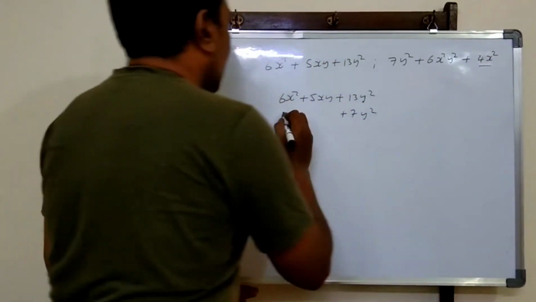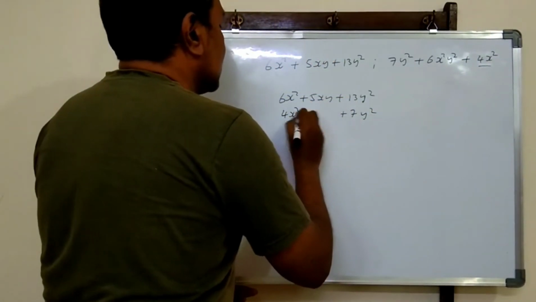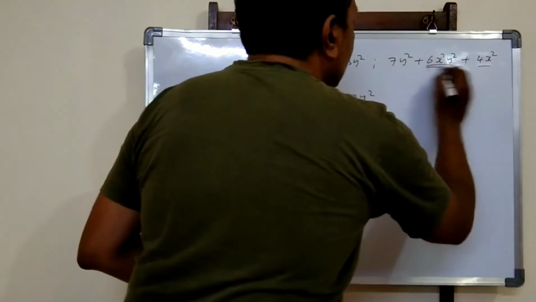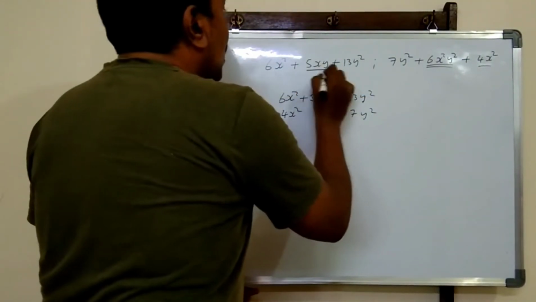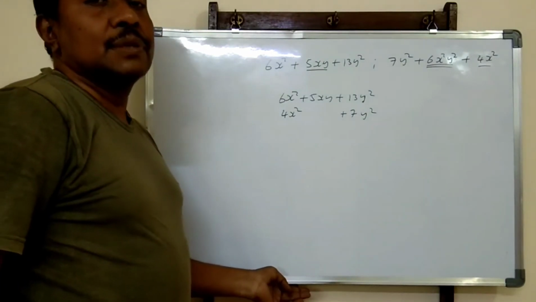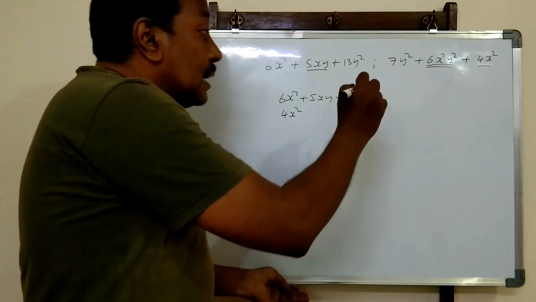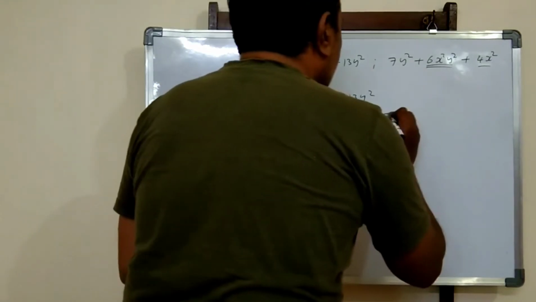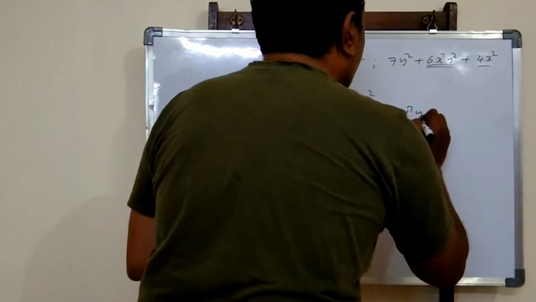4x square comes under 6x square. What about this one? These two are not like terms. So what do we have to do? We have to write separately. Plus 6x square y square.